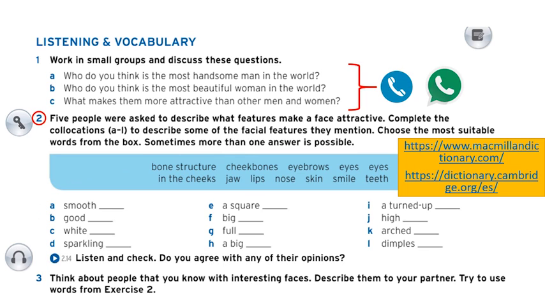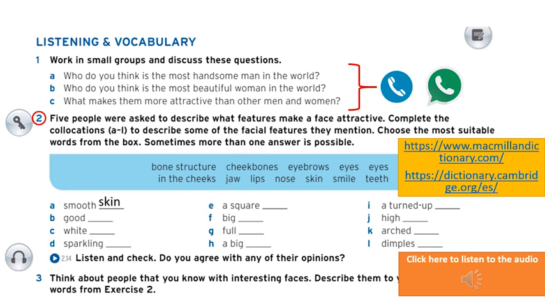Let's continue. In this exercise, well, you just have to use these words to complete these collocations. For example, we have smooth. Which of these words do you think that fits better with smooth? Very good, is skin. Like this, you're gonna complete all these collocations, okay? If there's any collocation that you don't understand, you can go to these websites to look for them so that you can have a better understanding. So now we're gonna listen to 5 people being asked to describe what features make a face attractive to them. Okay, and in these interviews you're gonna be able to see the correct answers.